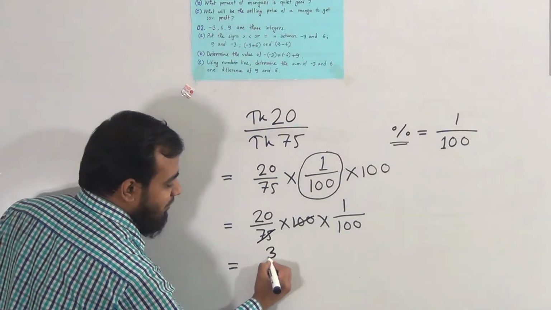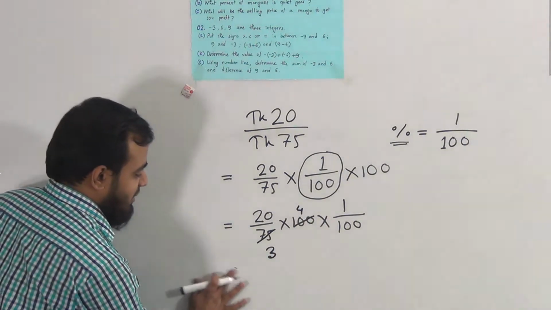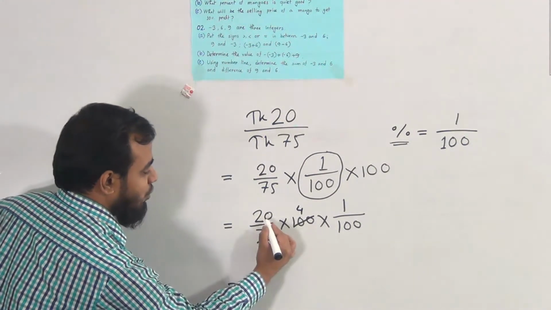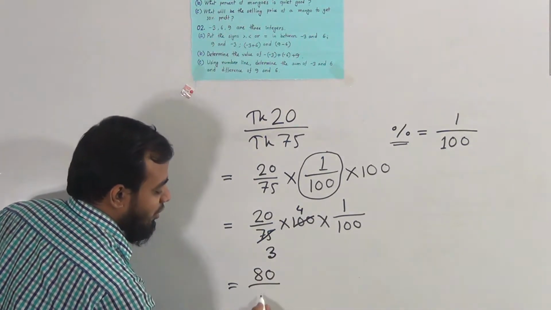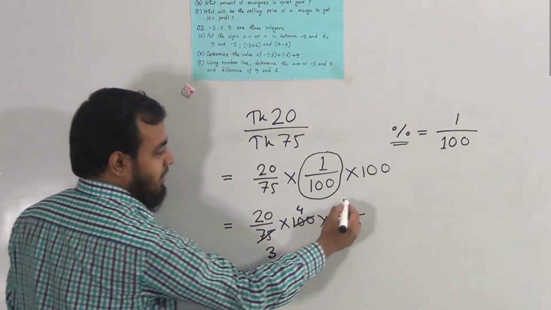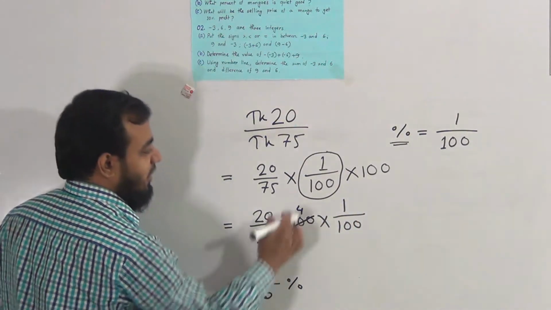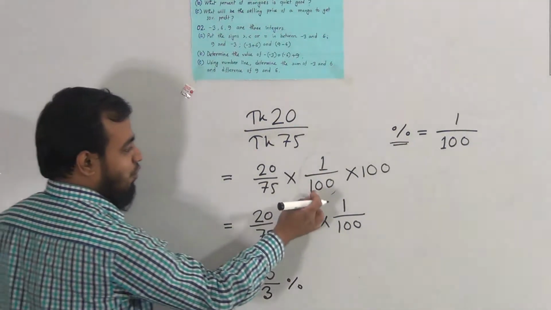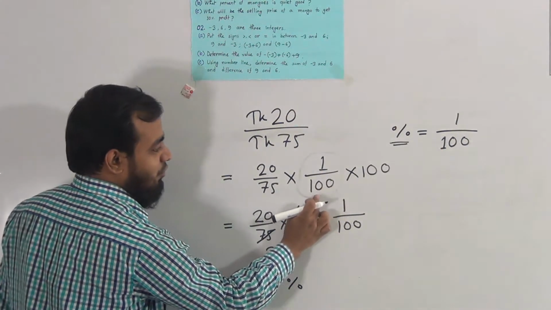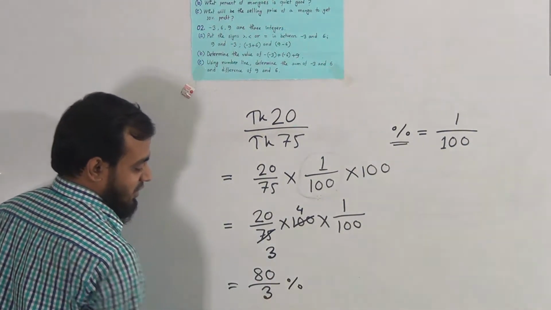25 goes 3 times in 75 and 25 goes 4 times in 100. That means this is equal to how much? This is equal to 20 multiplied by 4, which is 80, and the denominator is 3. And this 1 by 100 is how much? It is the percentage sign. That means we will write down this percentage sign. That is why we make 1 by 100 here, and this is nothing but the percentage sign.